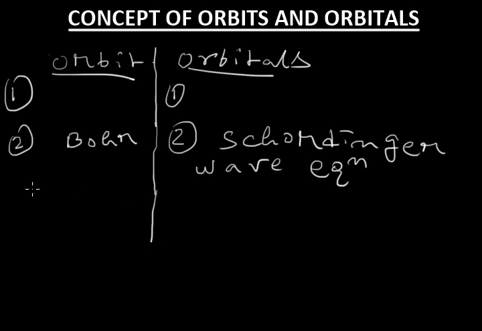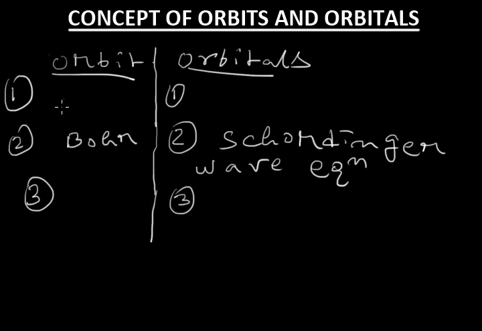The third point is that in an orbit, the probability of finding an electron is 1. That is, the electron is found in the orbit with 100% guarantee. But in orbitals, the probability of finding an electron is not exactly equal to 1. It is very close to 1. That is, there is a fair chance of finding the electron in orbitals, but there is no 100% certainty. This is due to the wave-particle duality of the electron. Now, these are the three important differences between orbit and orbitals.